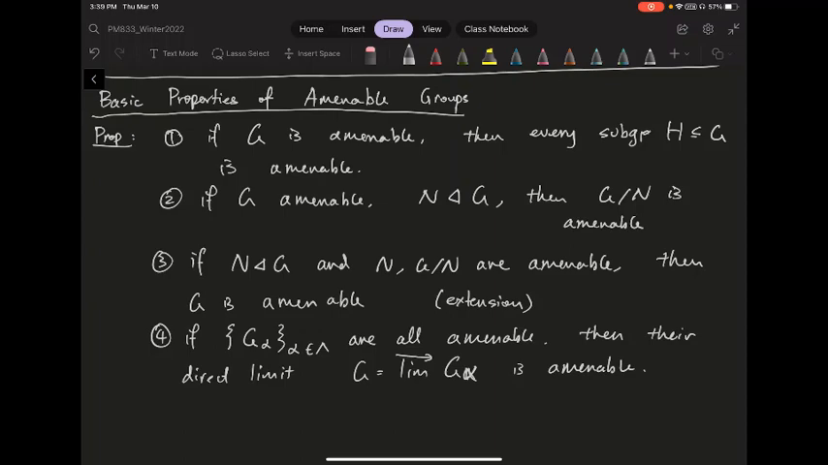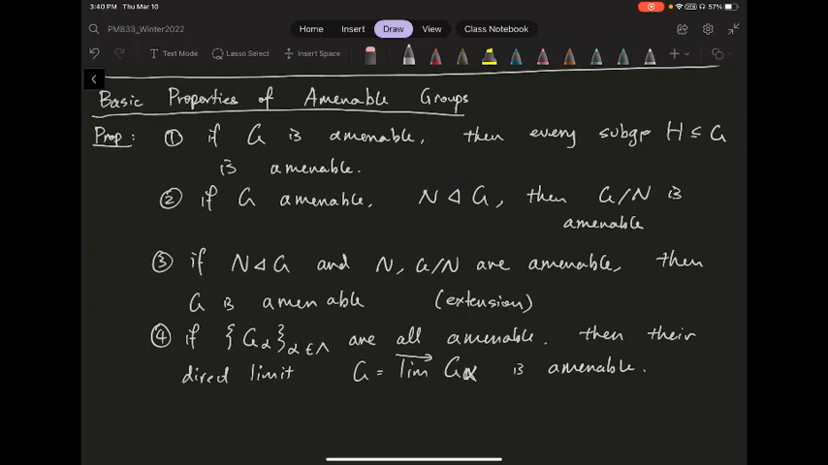So first of all, if you have an amenable group, then the subgroups are going to be amenable. And suppose you have a normal subgroup, then the quotient is also amenable. And also conversely, if you have a normal subgroup and this quotient are both amenable, then your group is also amenable. Sometimes this is called a group extension. And finally, the amenability is also preserved under the direct limit.